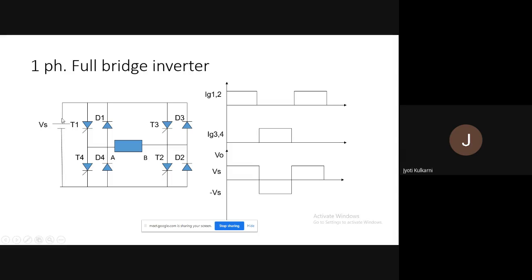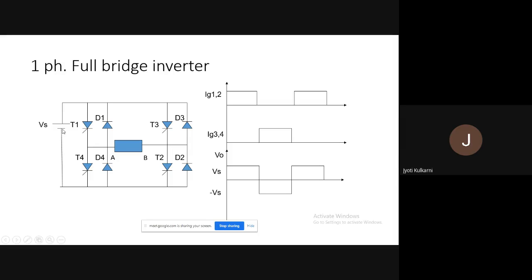Once again I'll show the path. The current flows from the Vs positive plate through T1 to the A terminal of the load. Then from A to B the current flows through the load. From B to T2, and from T2 back to the negative plate of Vs. So current has flown through the load from A to B. It means A is positive and B is negative. To the A terminal, which plate is connected? The positive plate of Vs through T1. And B is connected to the negative plate of Vs through T2.